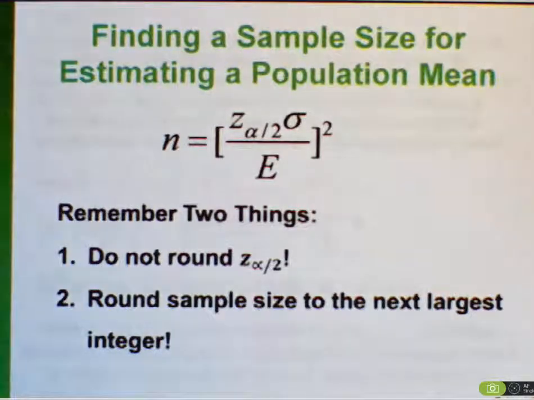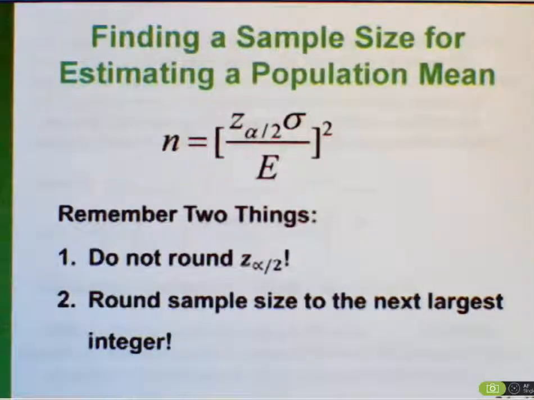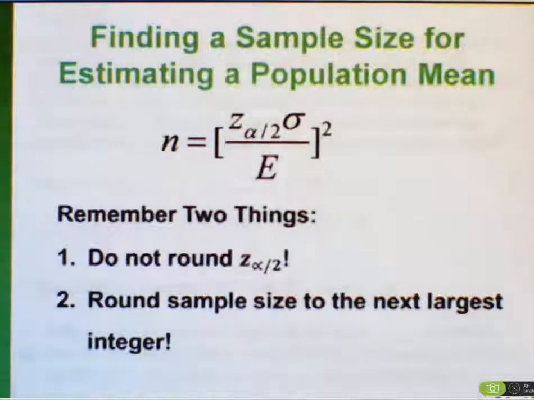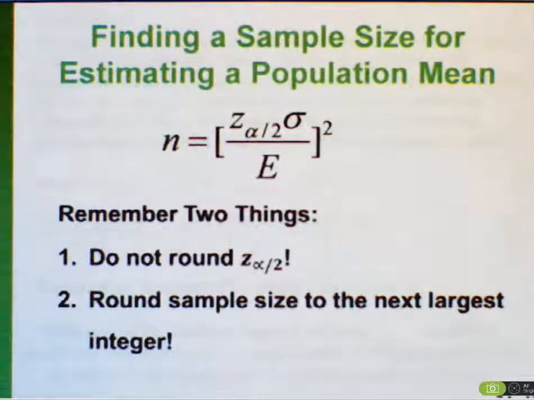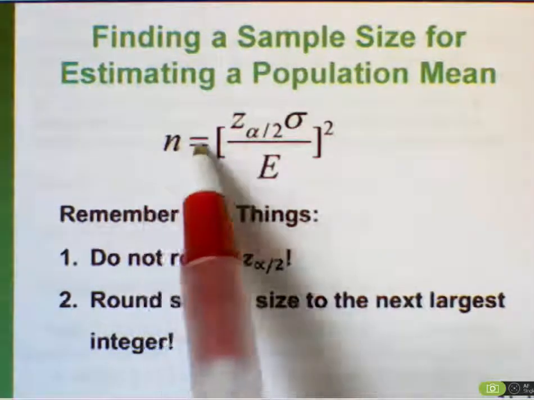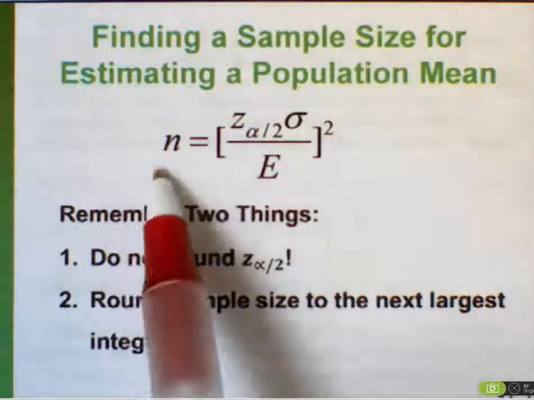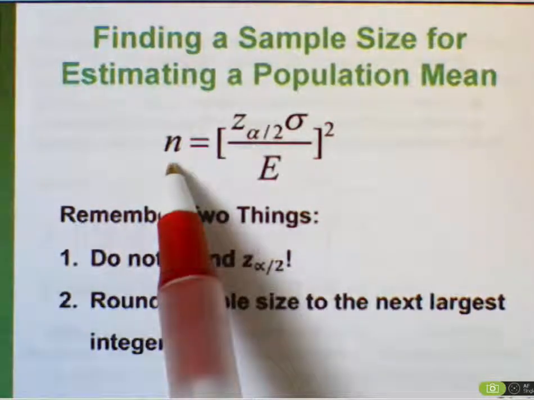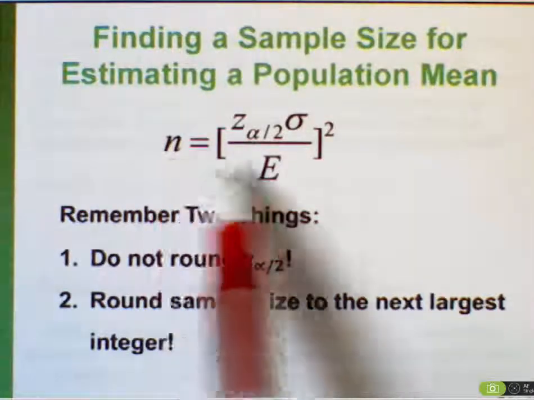All right, the last thing we need to talk about in this section is a formula for finding sample size for estimating a population mean. Just like in 7.2, we had two formulas for when the problem said find the sample size to estimate a population proportion. Here we're estimating a population mean instead of proportion. Our formula still begins n equals, because n is the variable that stands for sample size.